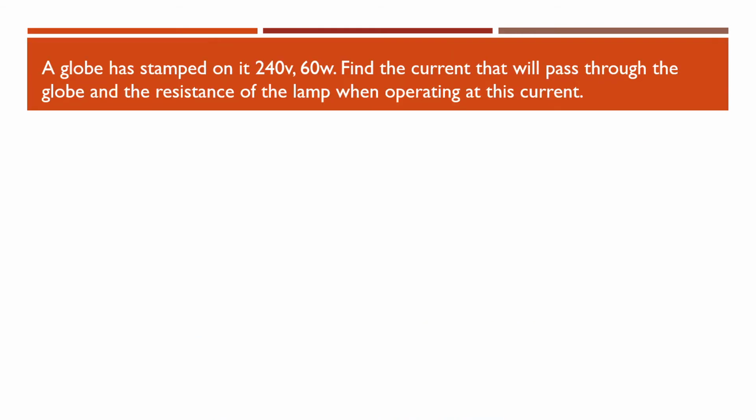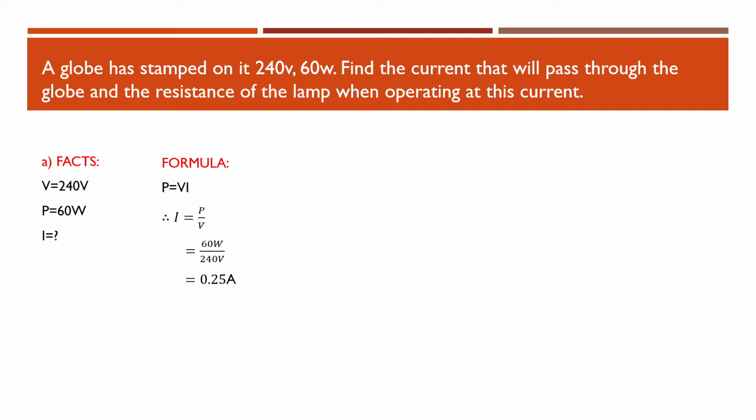Right, what about this one? Make sure you pause the video and copy it when you need to, guys. Your PowerPoint slides should be fully finished. A globe has stamped on it 240 volts and 60 watts. Find the current that will pass through the globe and the resistance of the lamp when operating at this current. So I've got my voltage, I've got my power, and what I want to figure out is I. Is there an equation that uses those three? I think it's P equals VI. So if I rearrange that, I get I equals P over V, and then I substitute those values, and my current is 0.25 amps.